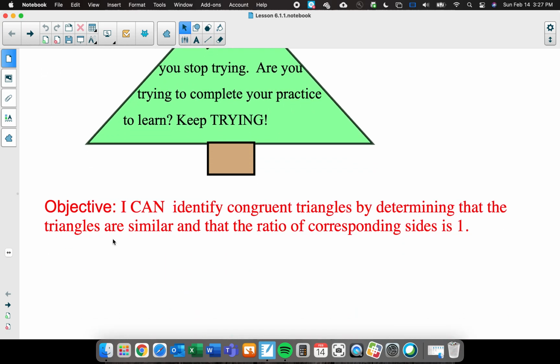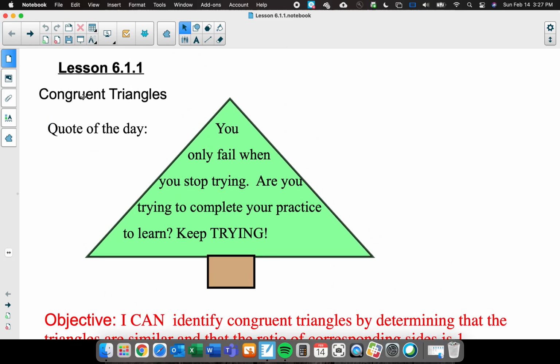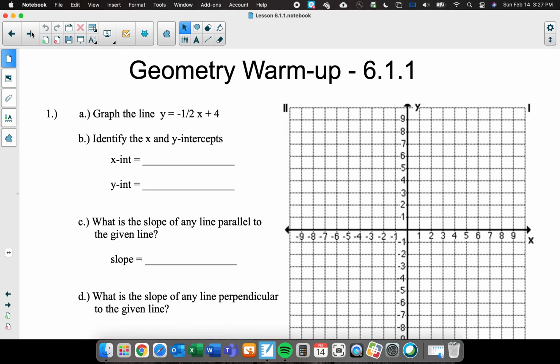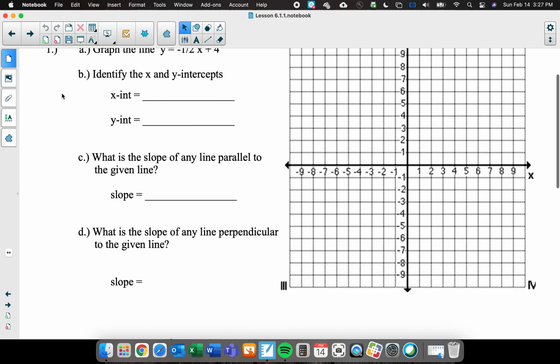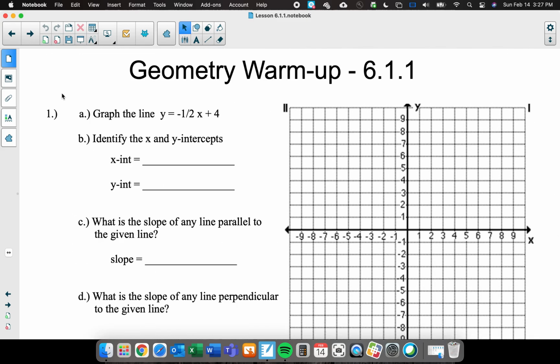Objective for today: I can identify congruent triangles by determining that triangles are similar and that the ratio of corresponding sides is 1. Okay? So we'll talk more about that as we work through the lesson today. But first, I'm going to have you work through the warm-up. Pause the video and see if you can do the warm-up, and then I will come back and we'll talk about it together. Okay? So pause the video, give it a shot.